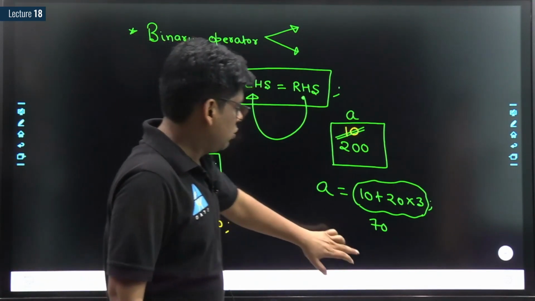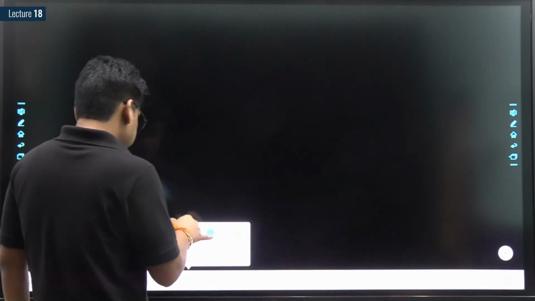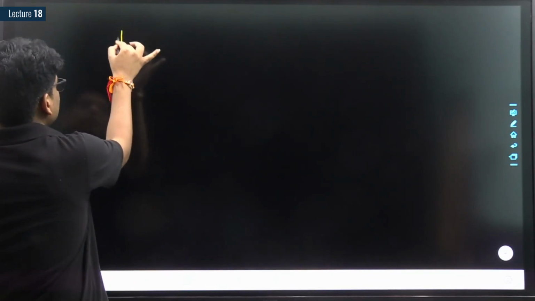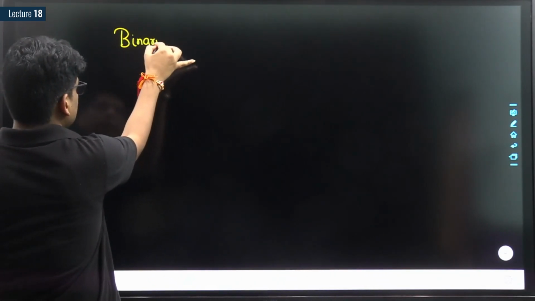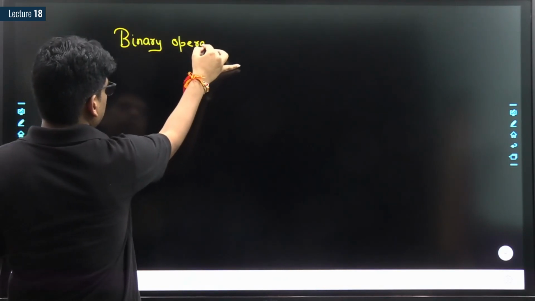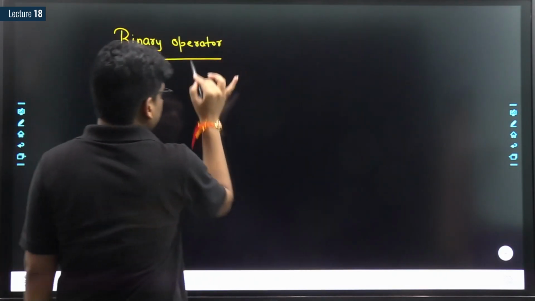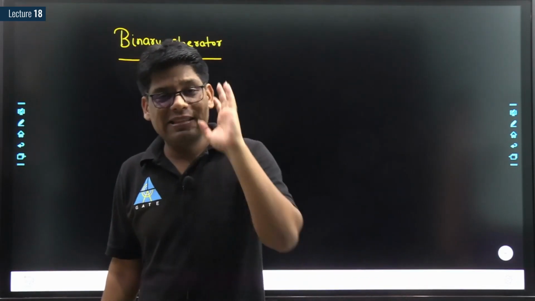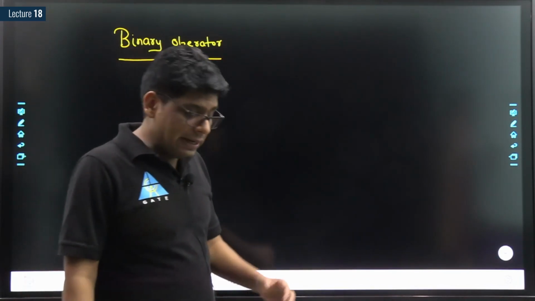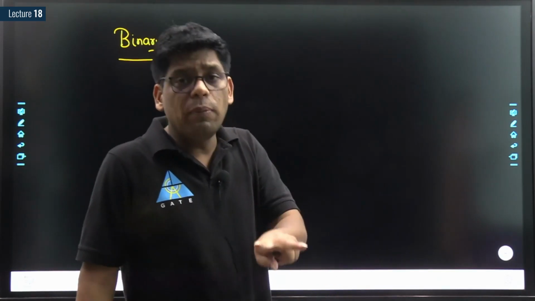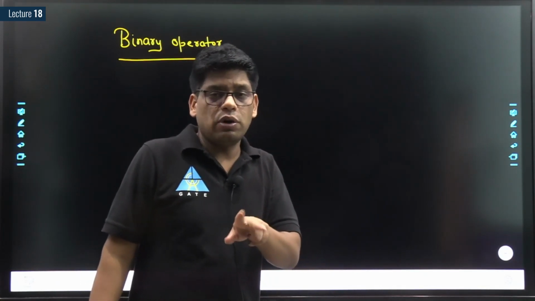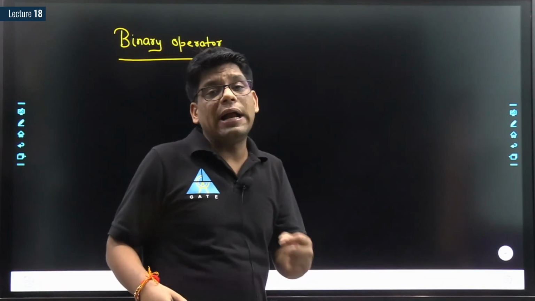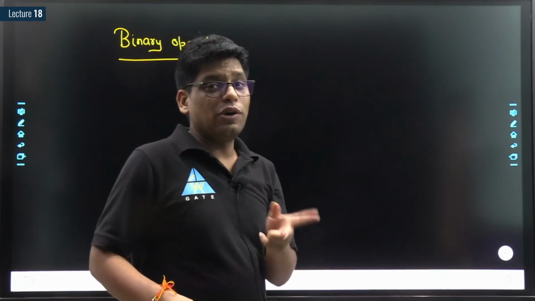Try to understand a few things. We said that it is a binary operator. What happens if we don't provide two values? The compiler will surely slap you. It is a binary operator, which means it requires two operands to work upon. If you want this operator to work, you will have to provide exactly two operands, not more, not less.